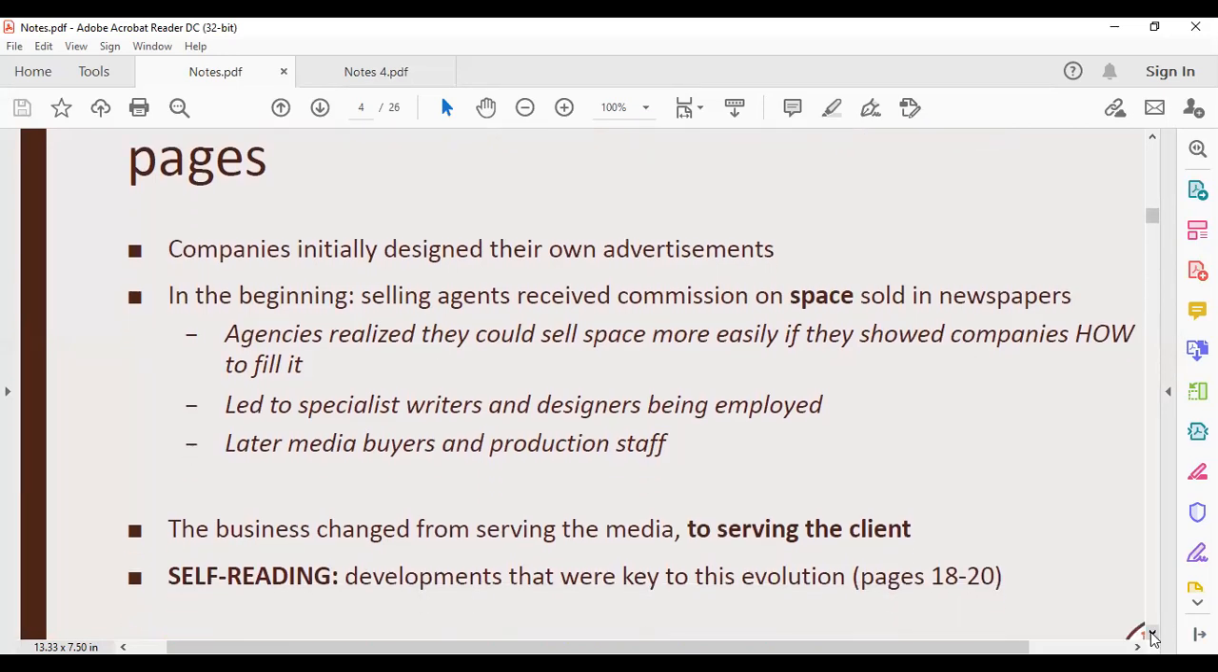Then we had self-reading. These are the developments that were key to this evolution of moving away from serving the media to serving the client.